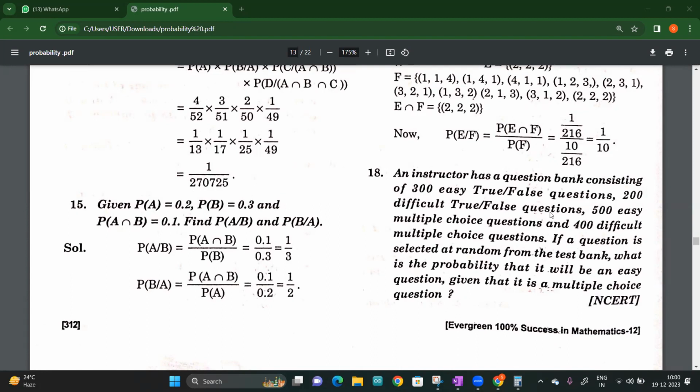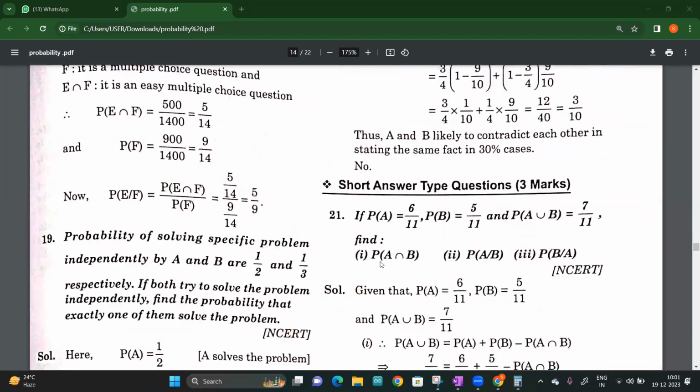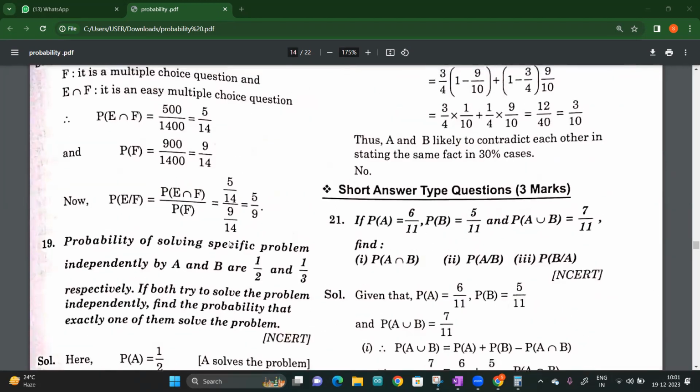200 difficult true or false type questions. This is a textual question, right? 500 easy multiple choice questions, 400 difficult MCQs. If a question is selected at random from the test bank, what is the probability that it will be an easy question given that it is a multiple choice question? So let us answer this part.